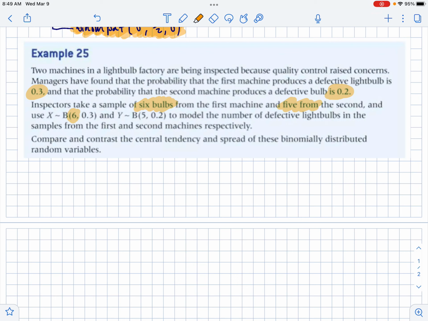So notice when they set up their binomial distributions, the first one has a sample size of 6, the second one has a sample size of 5. Compare and contrast the central tendency and spread of these binomially distributed variables. So we're going to look at the central tendency, which is the expected value, and the spread, which is the variance.